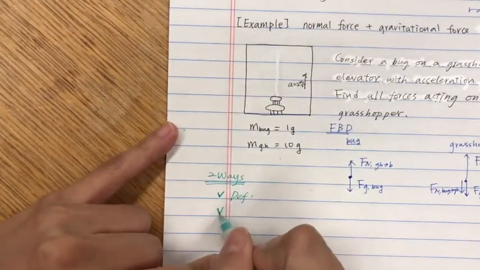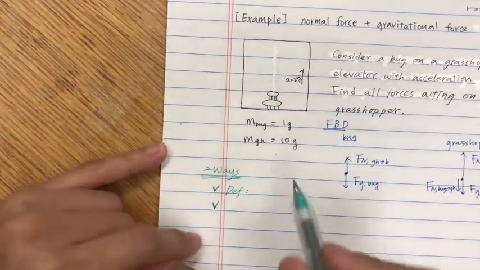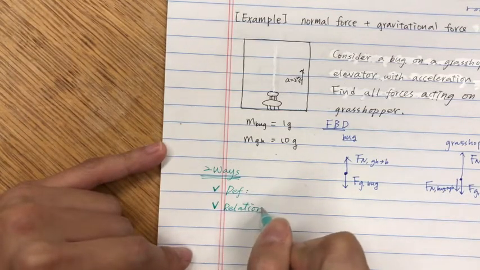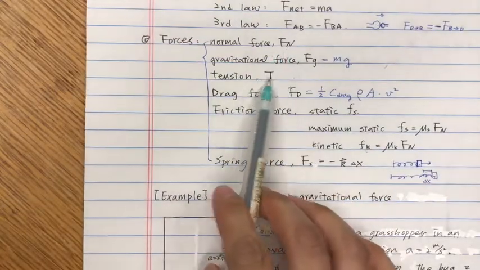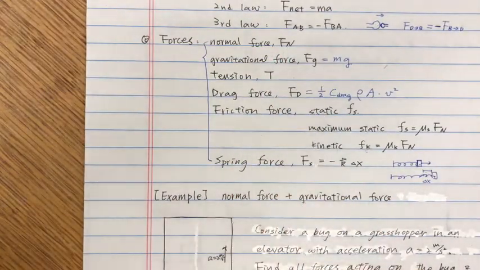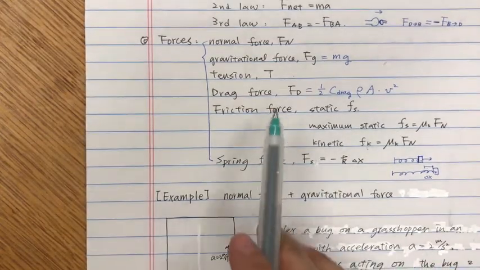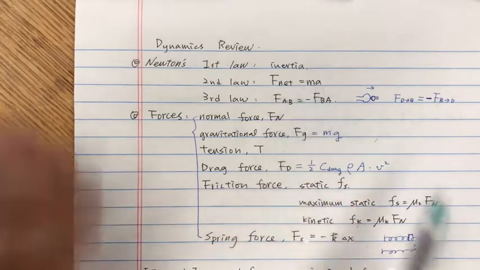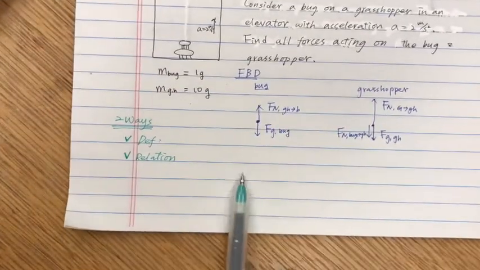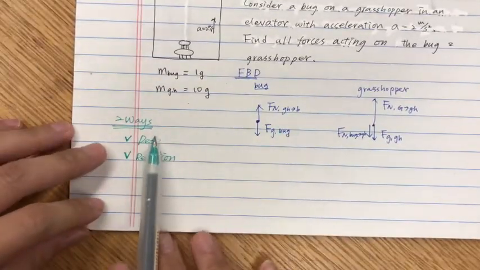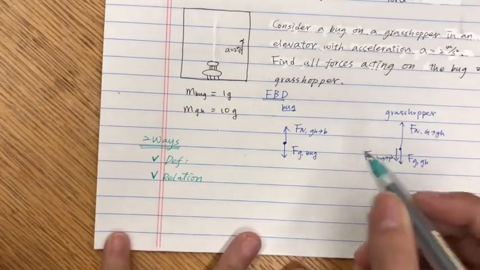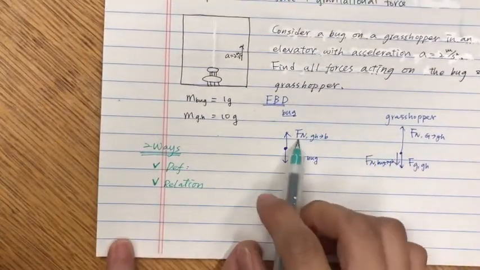Another way that we can approach a problem is from the relationship. Sometimes the definition is not very helpful, especially for normal force and tension. In that case, we can come to the relation. Relation can usually tell us some story. So now I want to show you how to do it in two different ways. First, I'm going to do it the definition way.